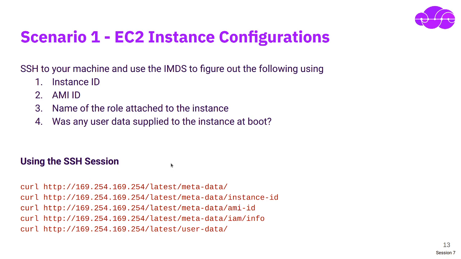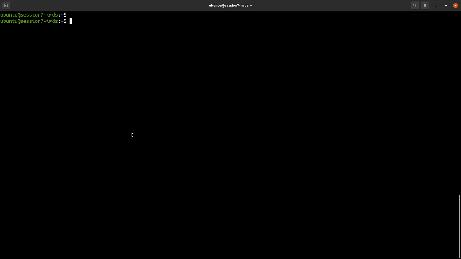The second bit is where you interact with the IMDS to answer your questions. Make a request to the IMDS to figure out the following information. What is your instance ID, your AMI ID, name of the role attached, and was any user data supplied? The curl requests you are supposed to make are given on screen, but I would want you folks to interact with the IMDS on your own and see what else is also available, not only to answer the questions asked in the slide, but also for your benefit, to see what it looks like as well.